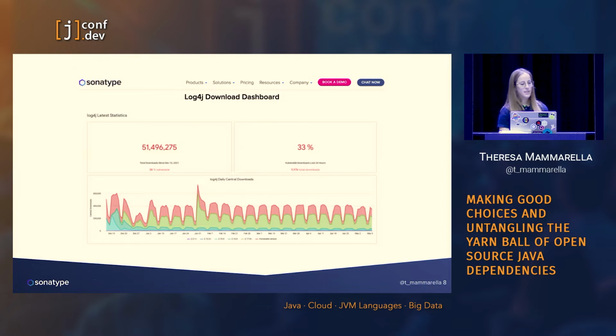So I work for Sonatype, and Sonatype actually manages Maven Central and created this dashboard to record what versions of Log4j developers were downloading. And this shows the downloads between the months of December, when it was publicized last year, and May. And as you can see, it got a little bit better, but not that much better. And by the spring, about a third of downloads of Log4j were still of these highly vulnerable versions. So what exactly went wrong here?